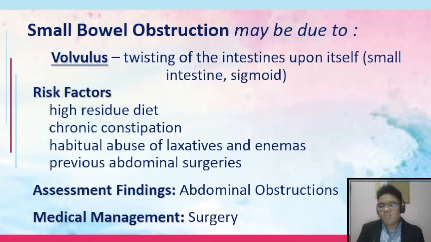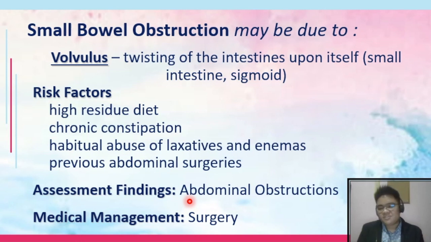Next cause of your small bowel obstruction is volvulus. Volvulus is the swelling or the twisting of the intestines upon itself. It may happen in the small intestine or sigmoid. Risk factors: this may be brought about by high residue diet, chronic constipation, habitual abuse of laxatives and enema, and previous abdominal surgery.